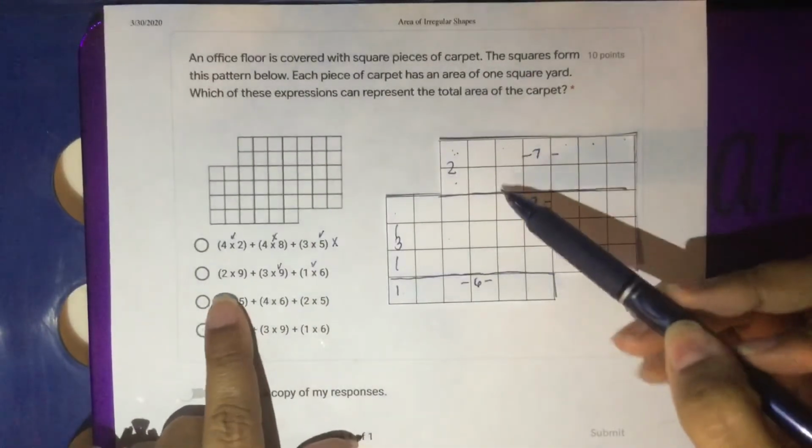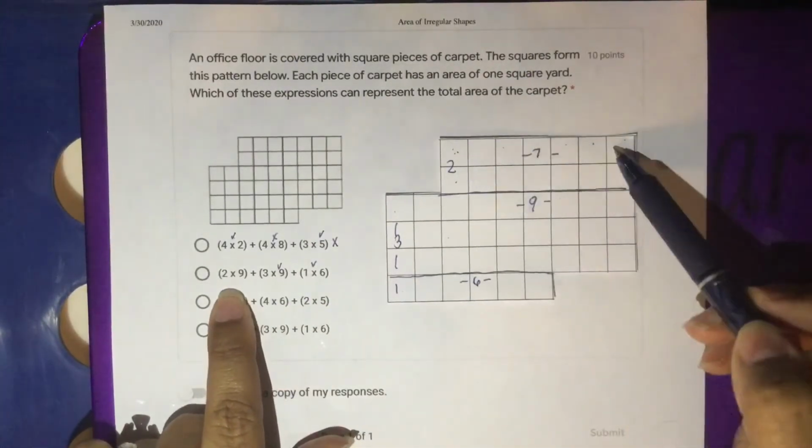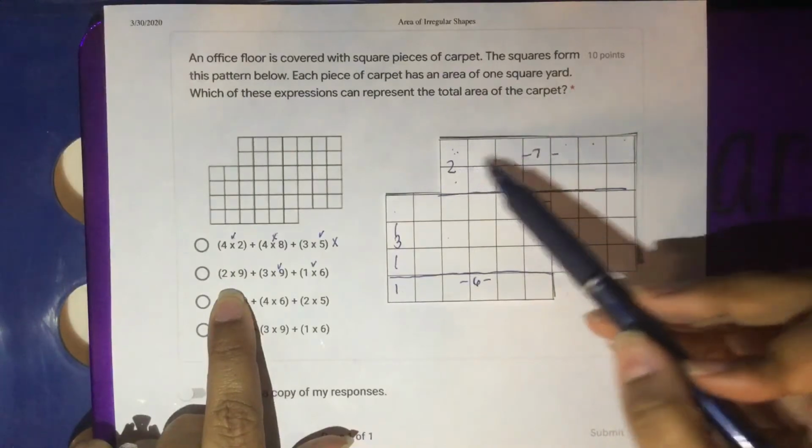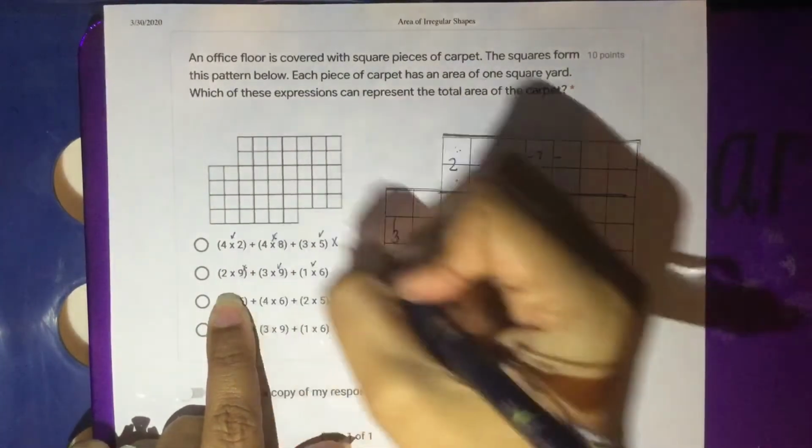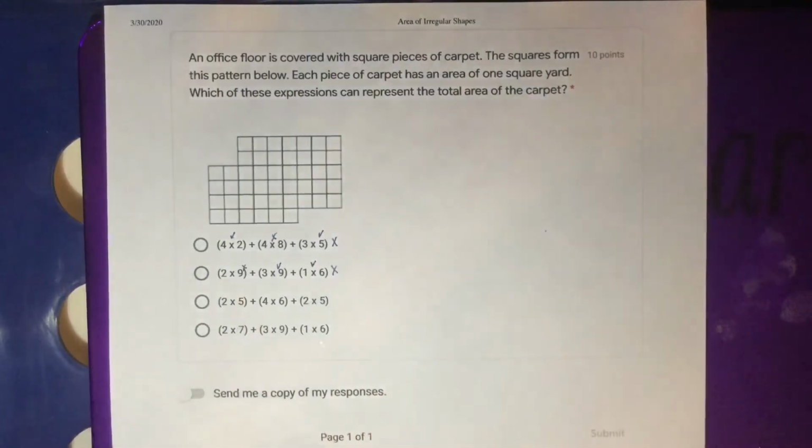But when you look at it, that means the other part needs to be 2 times 7, because there's 2 going up and there's 7 across, 1, 2, 3, 4, 5, 6, 7. So I know that I don't have that part. This can't be my answer.